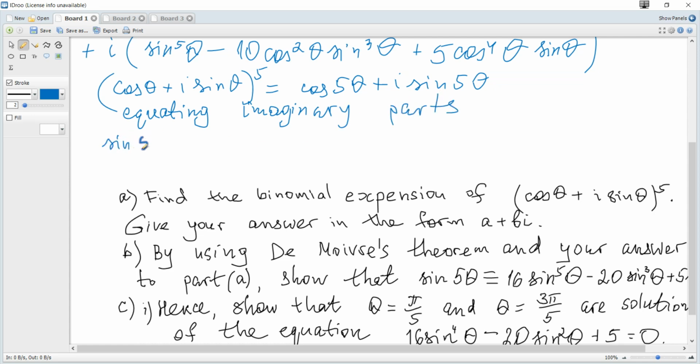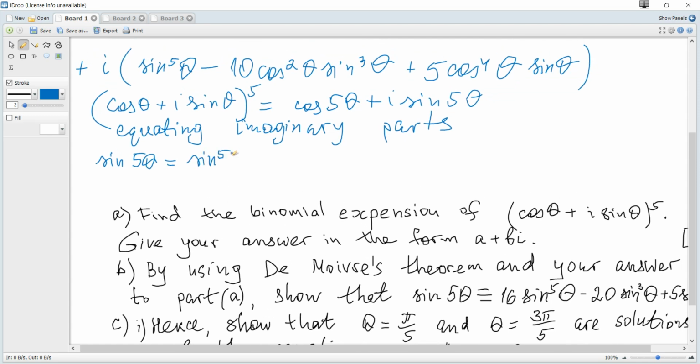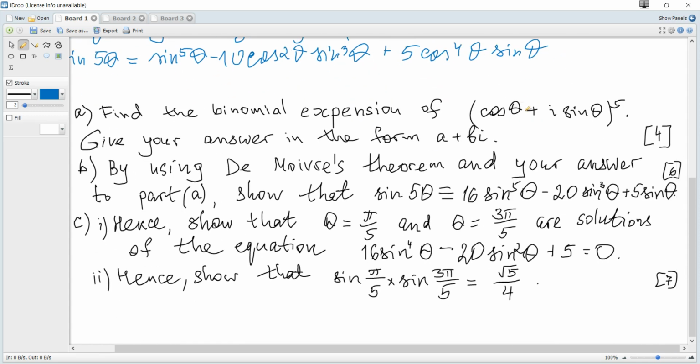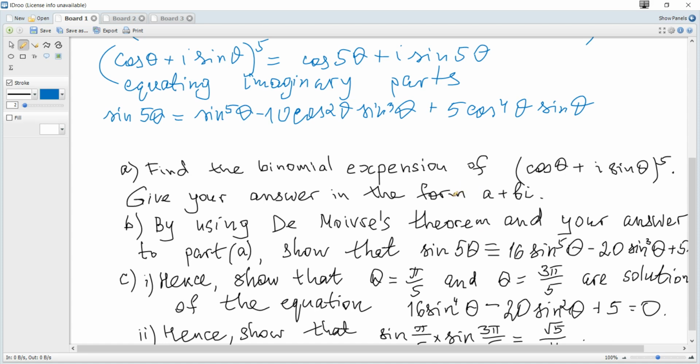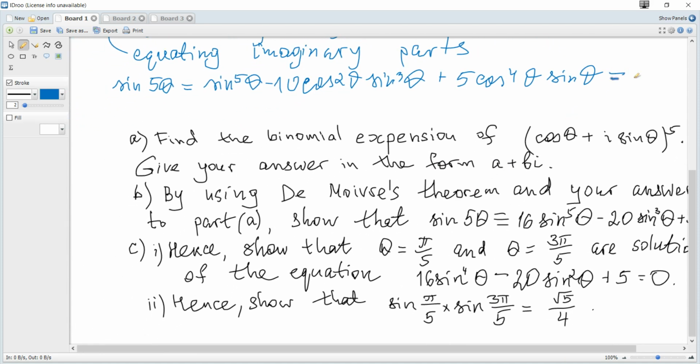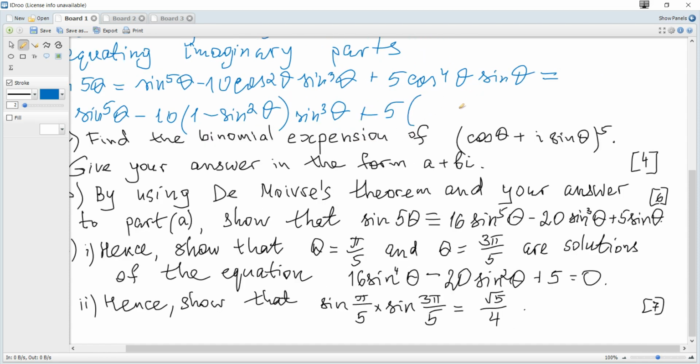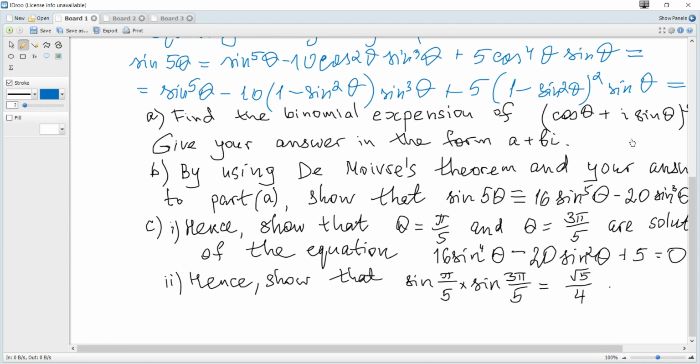Equating imaginary parts, we get that sin 5θ is equal to sin^5 θ minus 10 cos^2 θ sin^3 θ plus 5 cos^4 θ sin θ. But we need it in terms of sine only, and using the main trigonometric identity sin^2 + cos^2 = 1, we can rewrite it as sin^5 θ minus 10 (1 minus sin^2 θ) sin^3 θ plus 5, and what is cos^4? It's cos^2 squared, and cos^2 is 1 minus sin^2, squared, times sin θ.